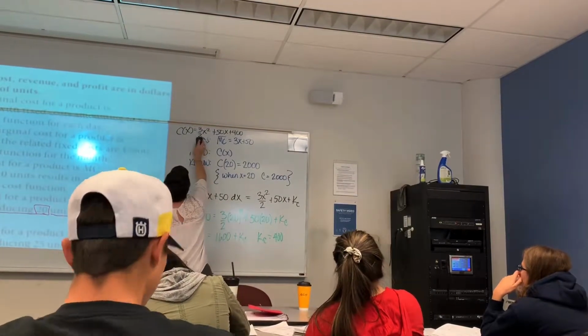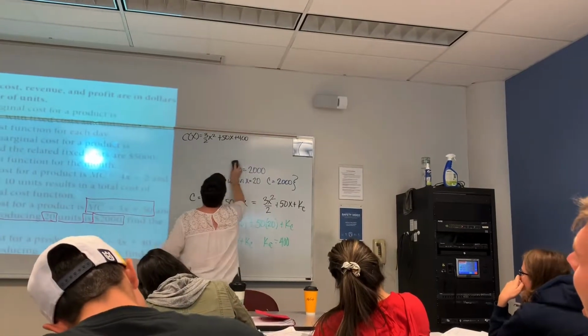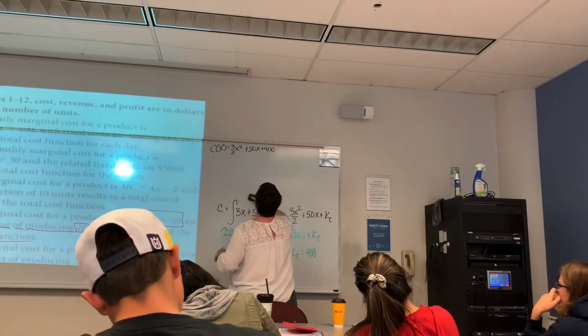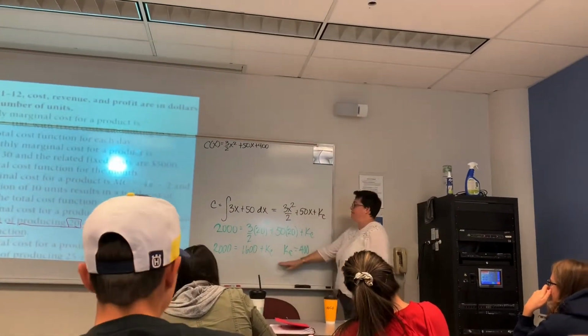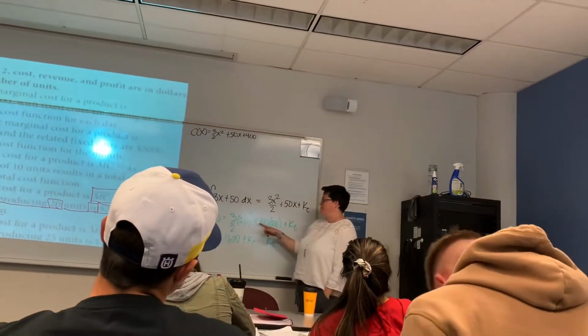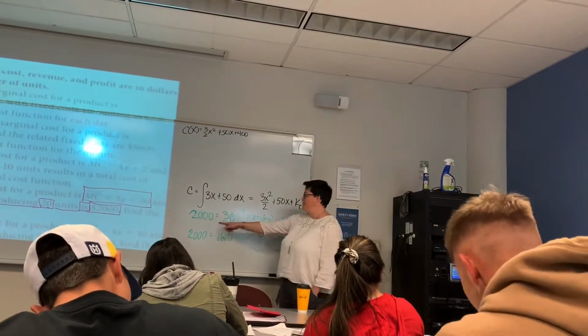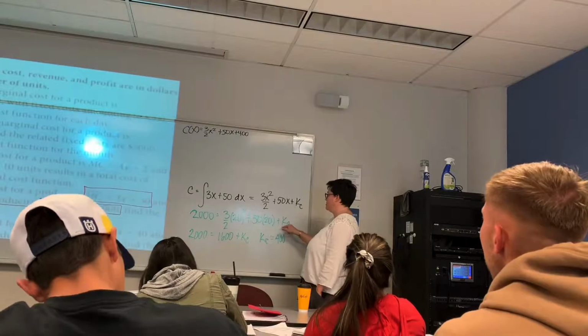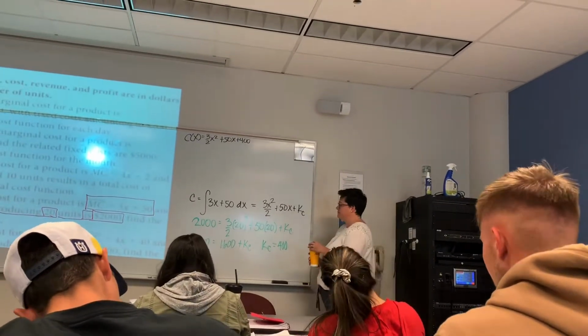So let me erase the noise around that so you guys can see it. Right here, I just added that up and got 1,600. Now what I have left is 2,000 equals 1,600 plus K sub C.